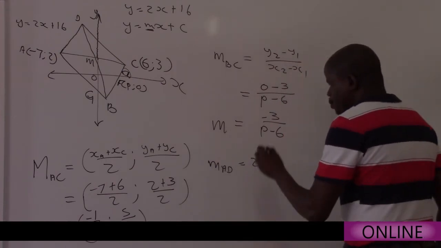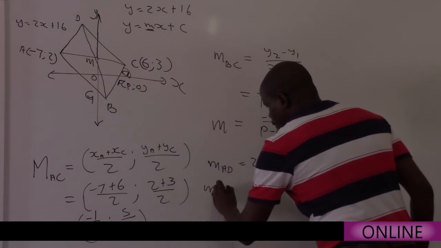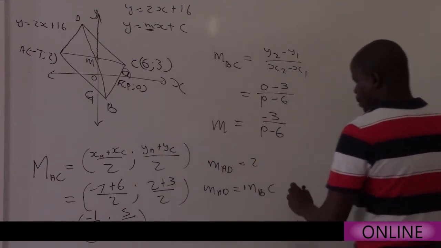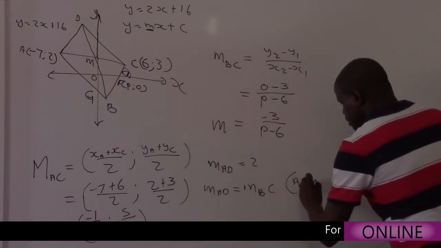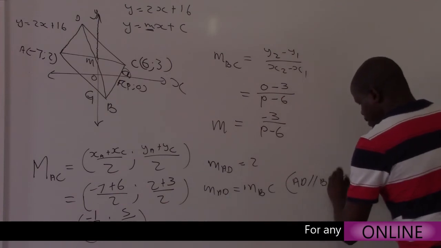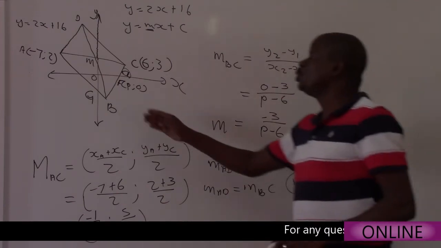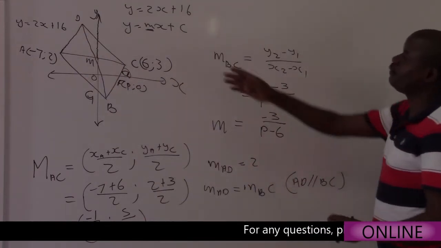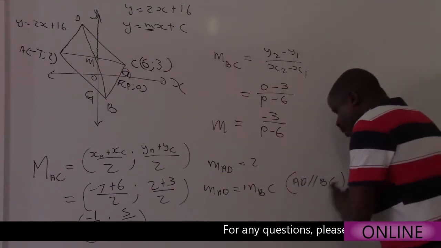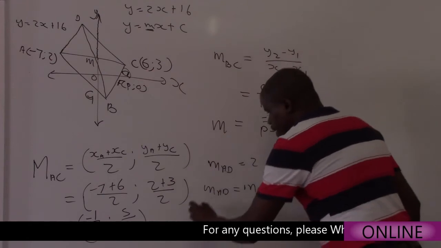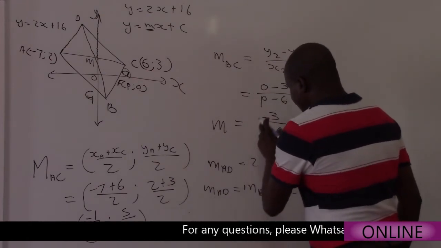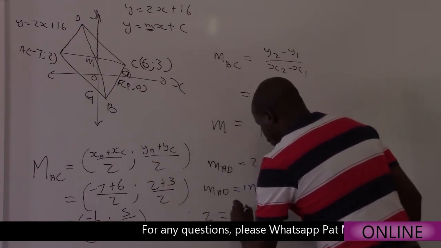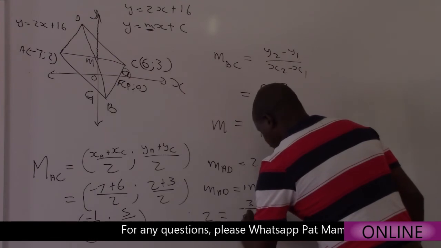And then now you say the gradient of AD is equal to the gradient of BC. Why? Because AD is parallel to BC. This shows that you know the properties of the rectangle. Then you will say, therefore, that the gradient is given by 2, it's equal to negative 3 over P minus 6.